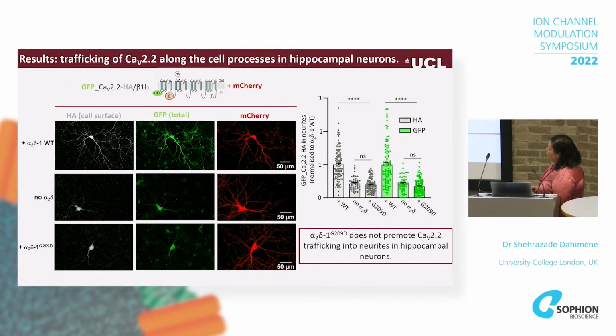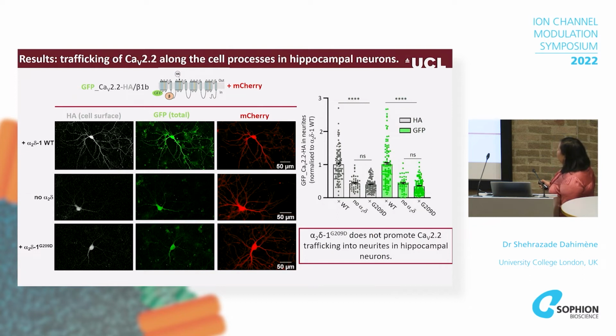And in the presence of wild type alpha 2 delta 1, you can see a nice expression of CAV 2.2 in the neurites, in the HA and GFP signal, whereas we can hardly detect CAV 2.2 in the neurites where no alpha 2 delta is present, and this was exactly the same when the mutant is expressed. Again, this is the quantification.